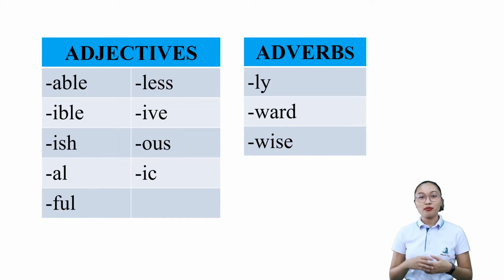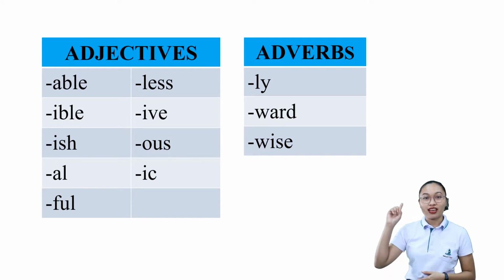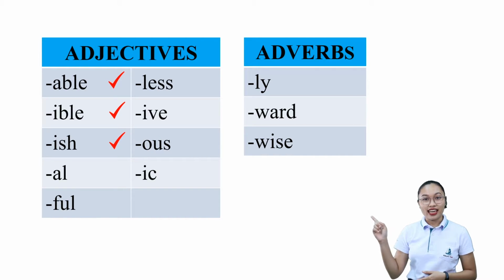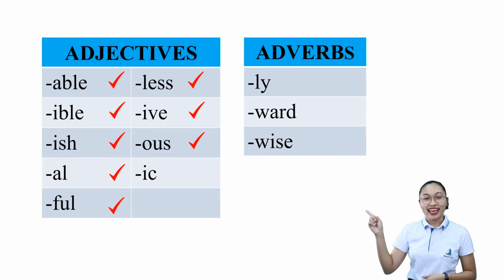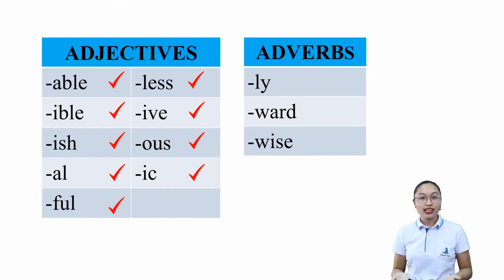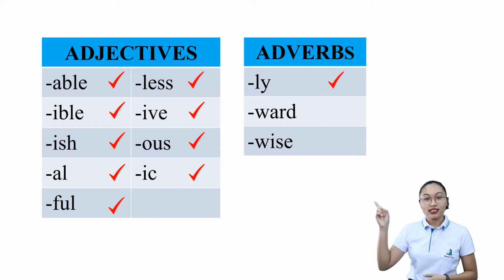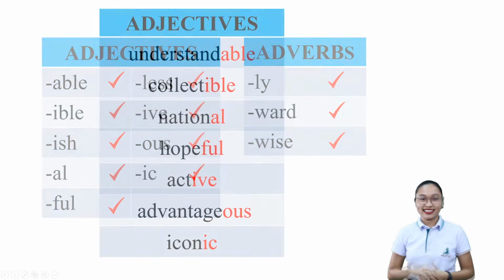These are the most commonly used suffixes that are added to the root words to form adjectives and adverbs. Let's read them together. For adjectives, we have able, ible, ish, al, ful, less, ive, ous, and ic. For adverbs, we have ly, ward, wise.